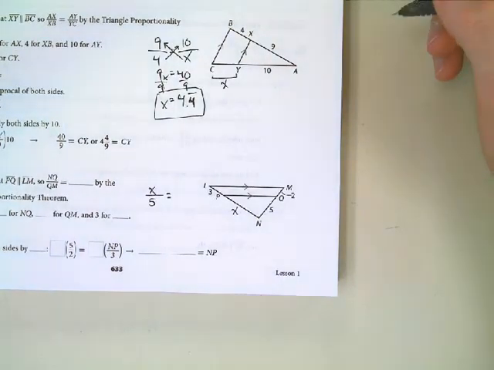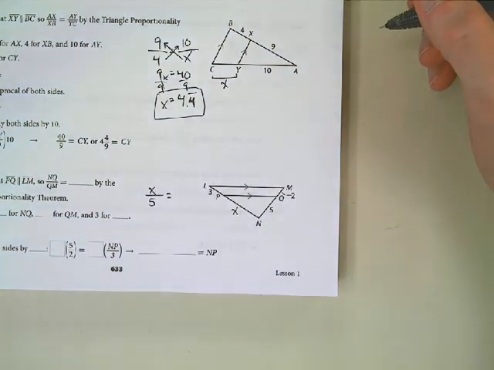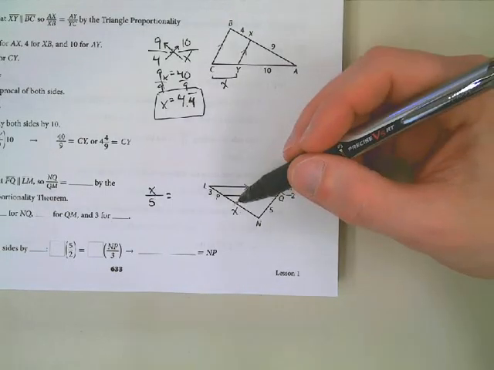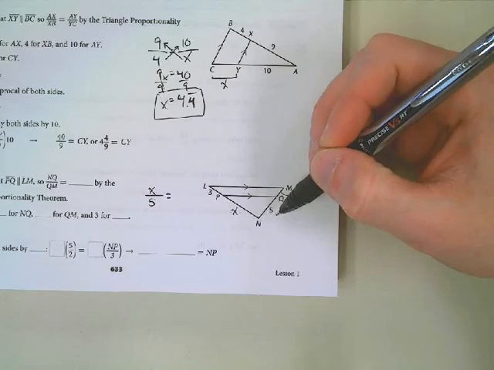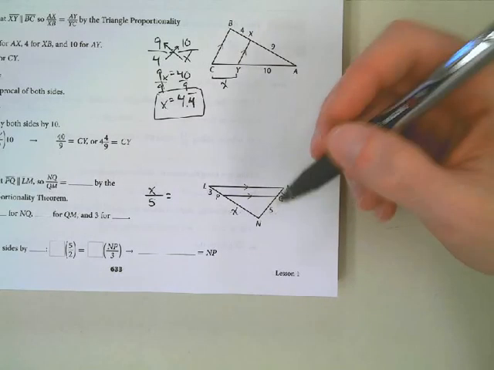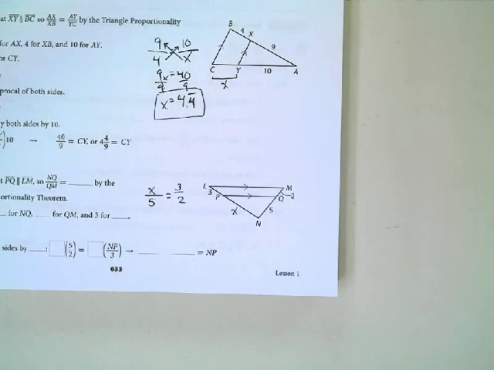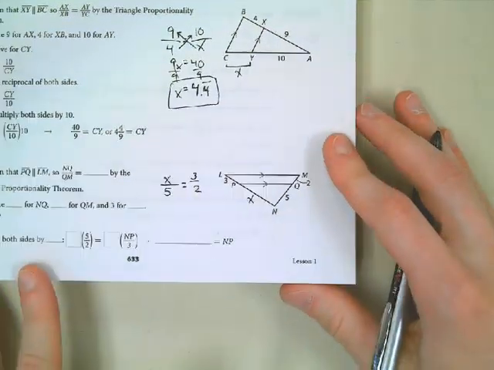2 over 3. Careful. We said X over 5. Okay, yeah, 3 over 2. There you go, 3 over 2. That's right. So that's one way to set it up, okay? Now, that's not the way I was showing you guys earlier, but this way does work. Let me show you the way I was going to show you.